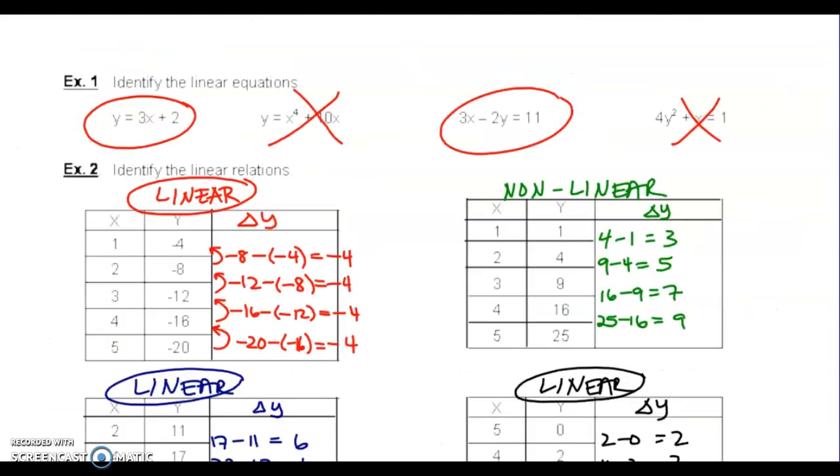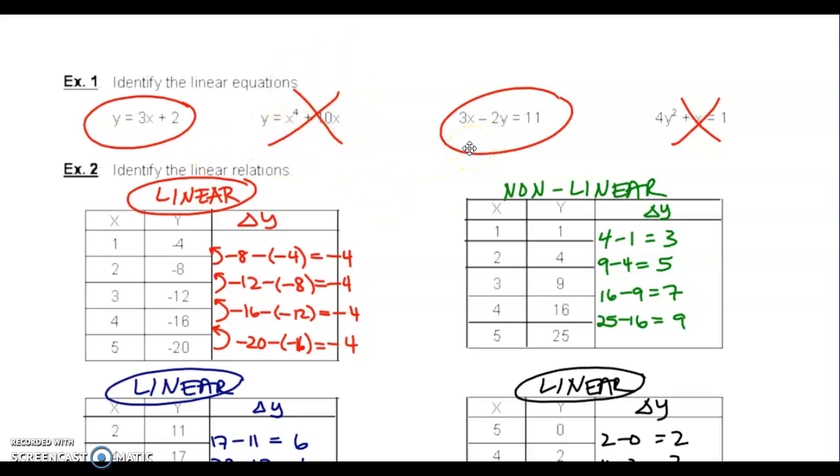Okay, so let's turn the page here. Let's identify the linear equations. Y equals 3x plus 2. Yes, that is linear. It's in the form y equals mx plus b. Y equals x to the fourth plus 10x. There's an exponent of 4, so no, this is not linear.